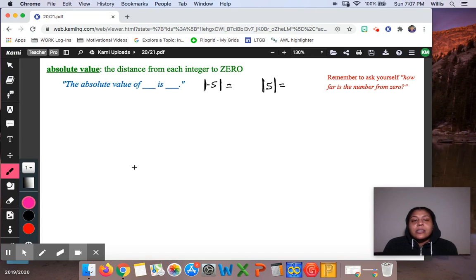Now we're going to take a look at absolute value. And absolute value is the distance from each integer to 0. So in red here, how far is the number from 0? Okay, so always ask yourself that. And these symbols here are the absolute value signs, okay? They're just two straight lines with your number inside.